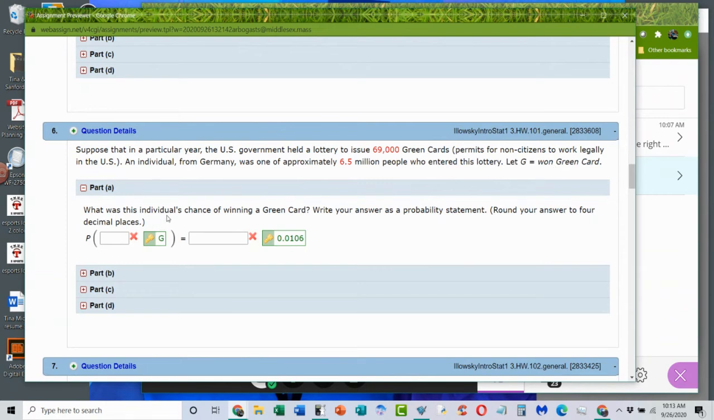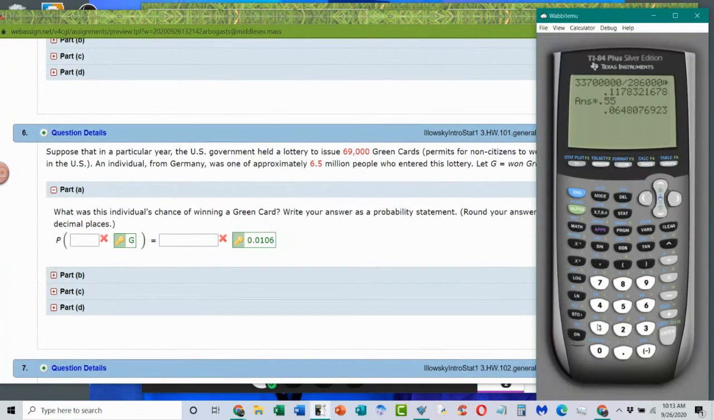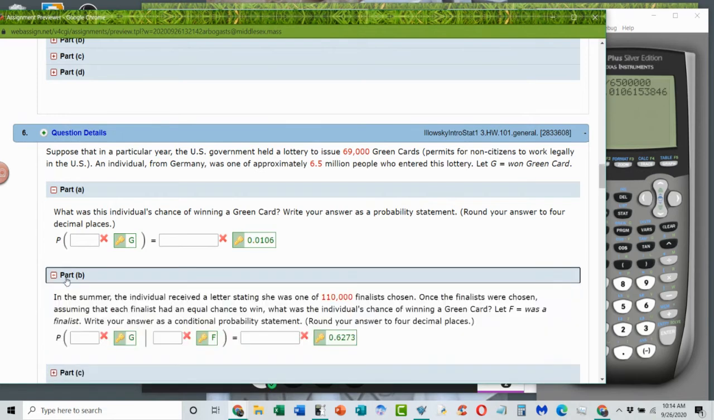So to find that, we have to find the probability of getting a green card. So it's just some math: 69,000 divided by 6,500,000. And we get this number, so about a little more than 1%. A 1% chance. So winning that is pretty sweet.